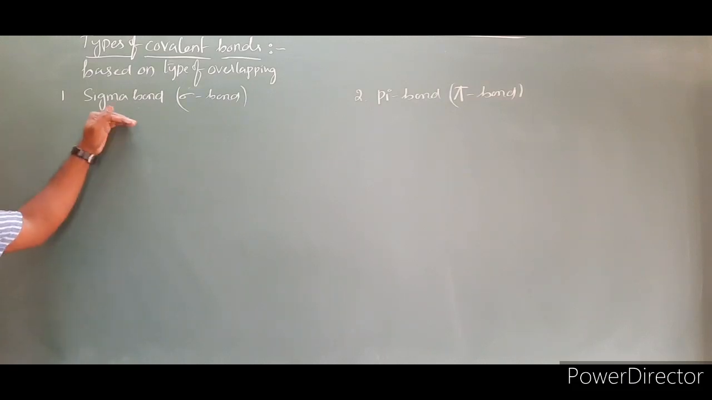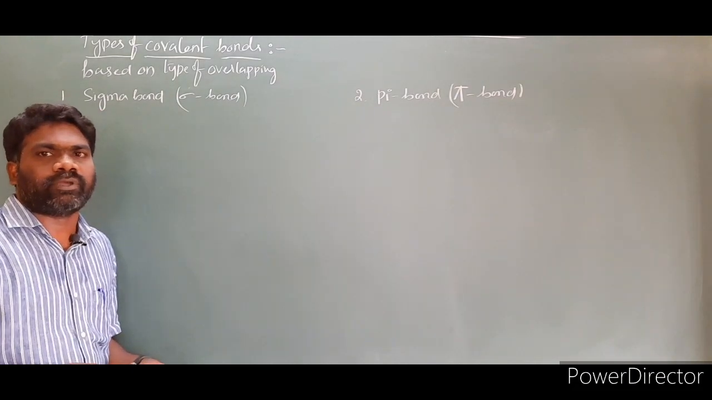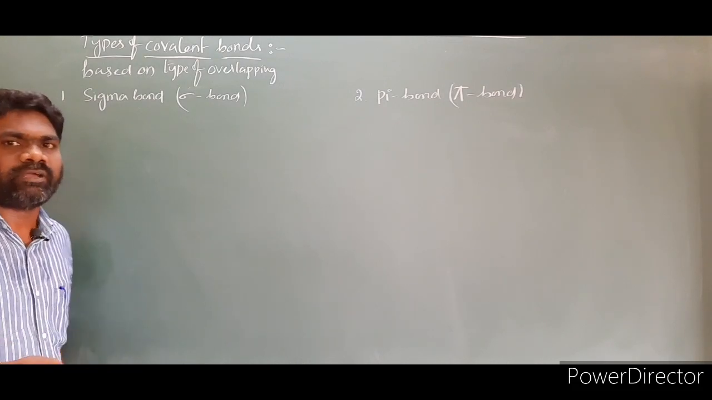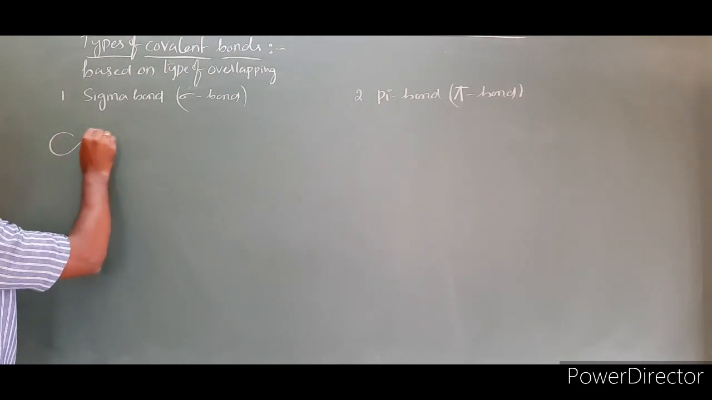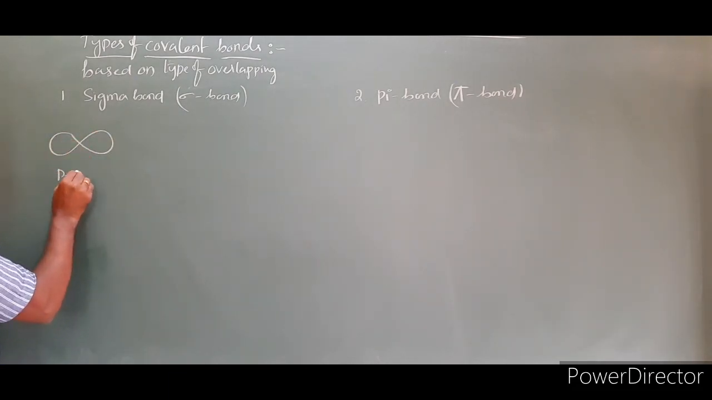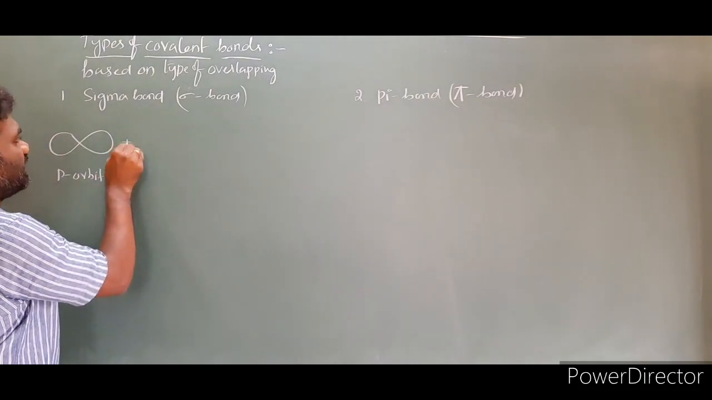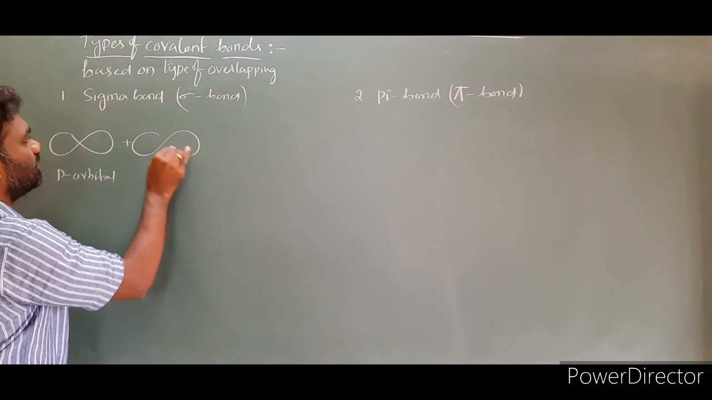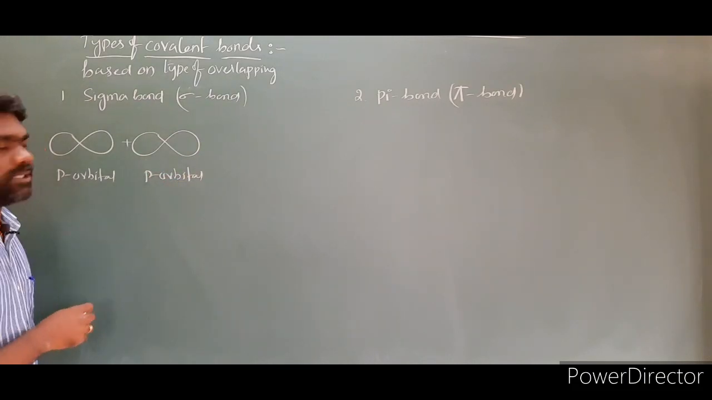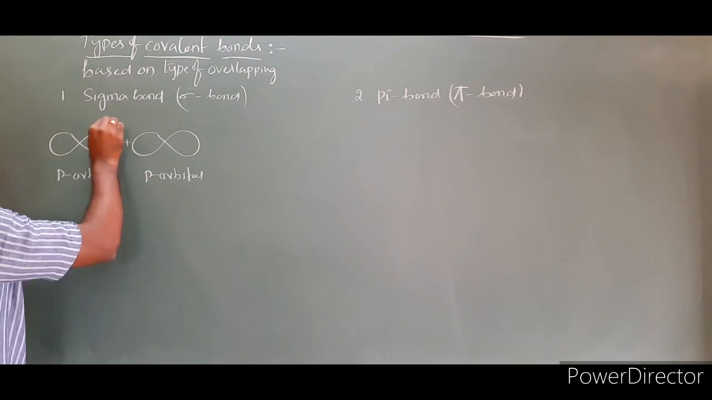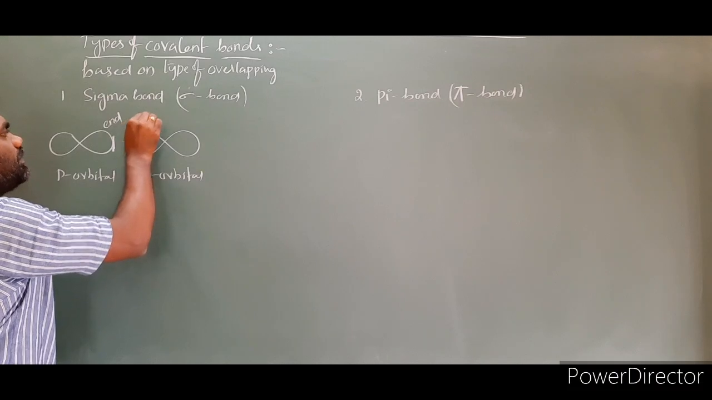The first one is a sigma bond. The sigma bond is formed by the end-to-end overlapping of atomic orbitals. Now what is the meaning of this statement? Let us understand by taking an example. I am taking this 1 p orbital, and another p orbital here. This is the end part of this p orbital, and this is the end part of the other p orbital.